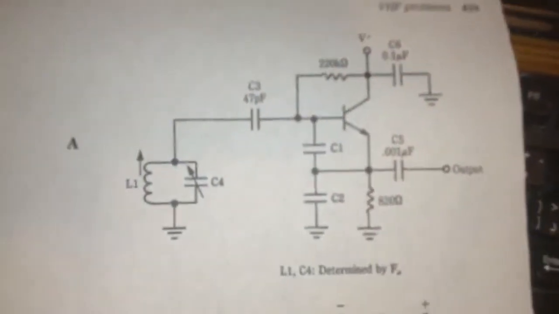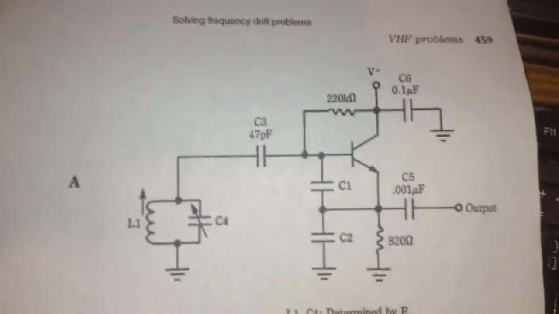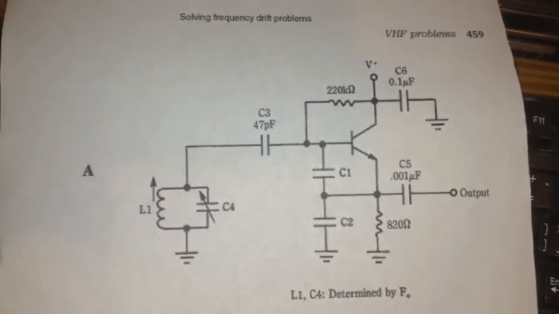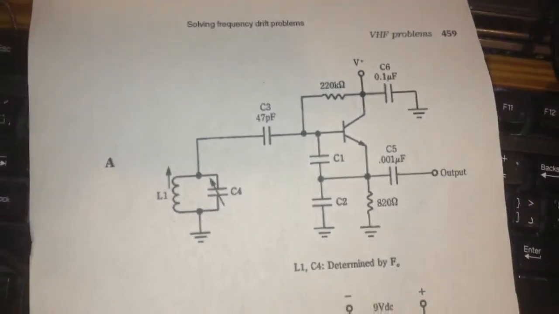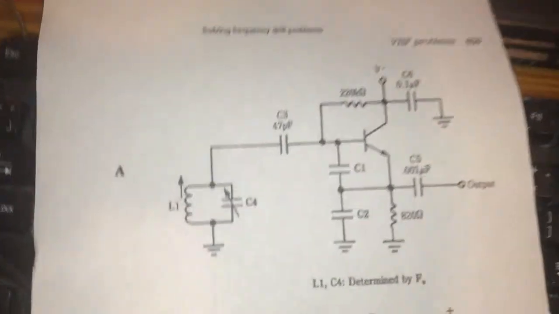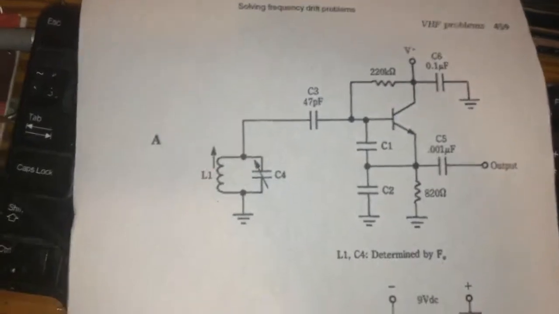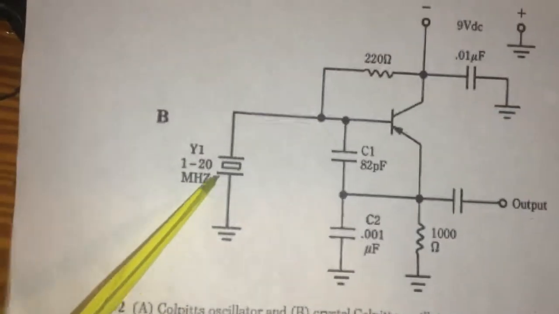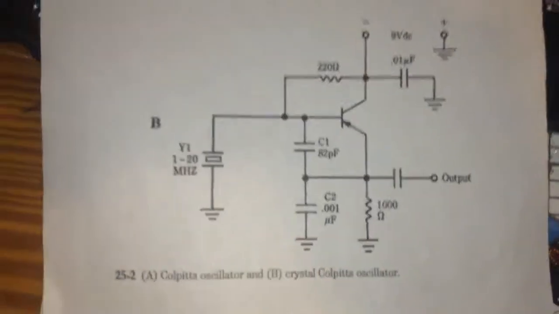These two schematics are VHF or high frequency oscillators. One depends on the LC tank circuit and the other one is working with a crystal.